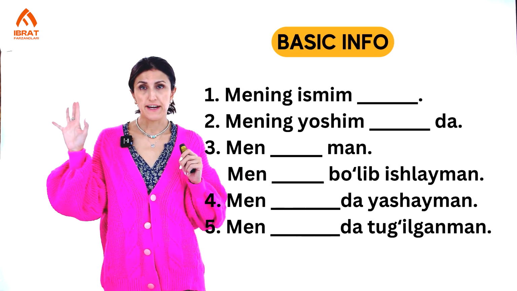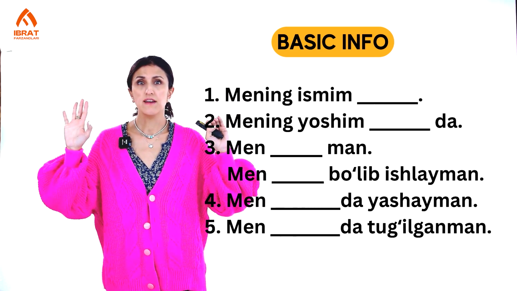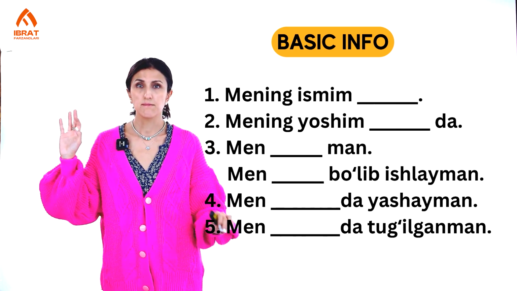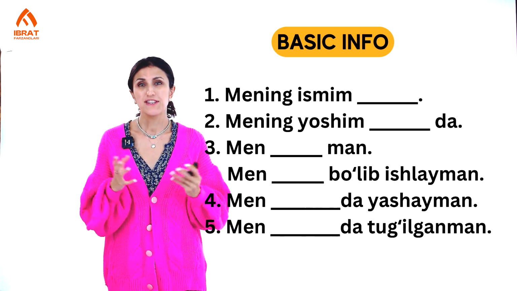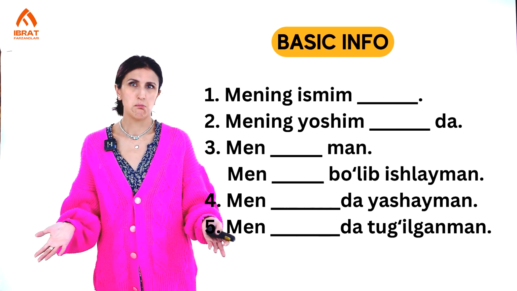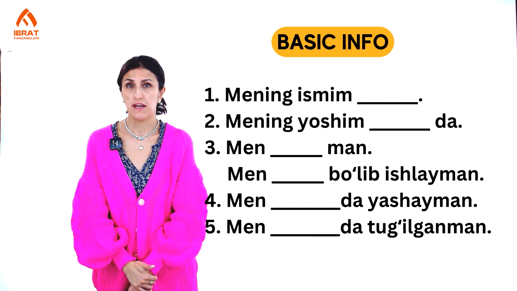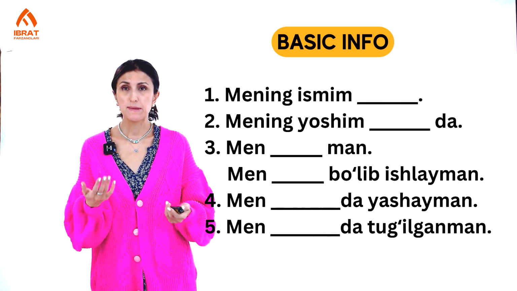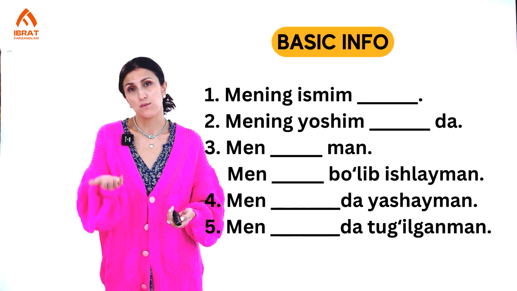Now, 5 facts. Name, age, profession, place of residence, and place of birth, right? But usually we don't just talk about these 5 things, just, this is my name, this is my age. No. In usual conversations, we answer questions. People ask questions about us, and we answer them.